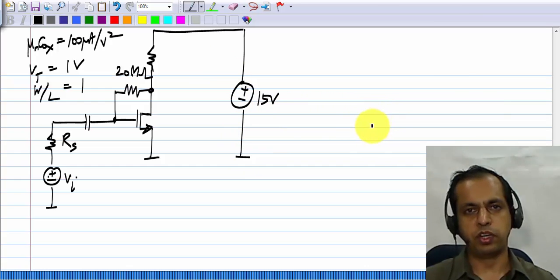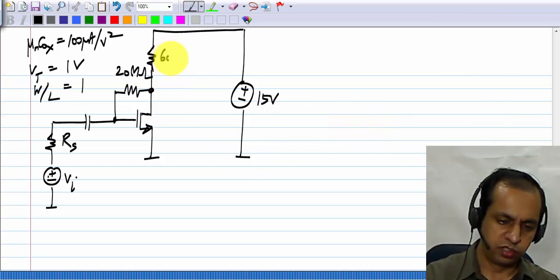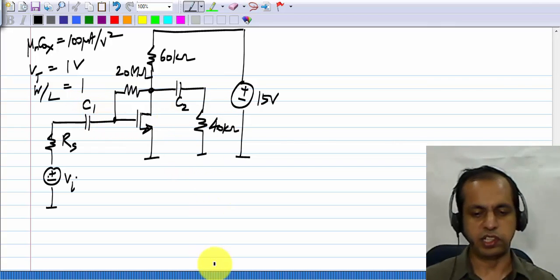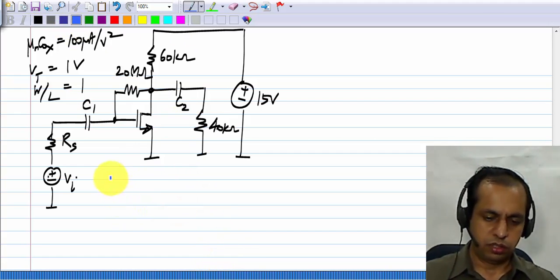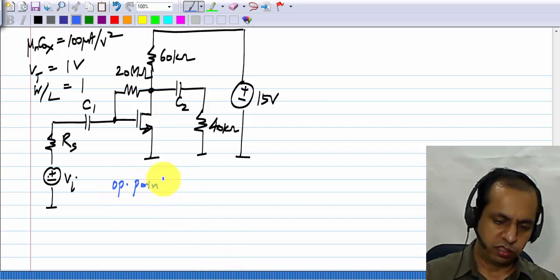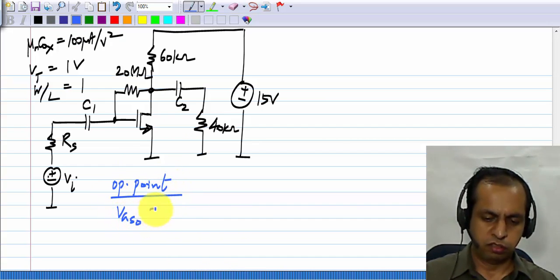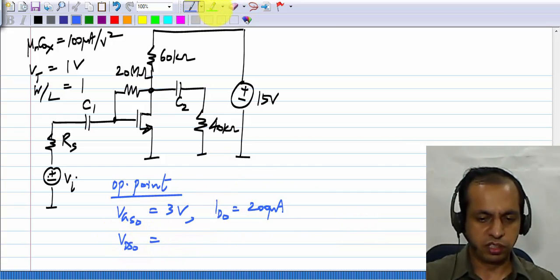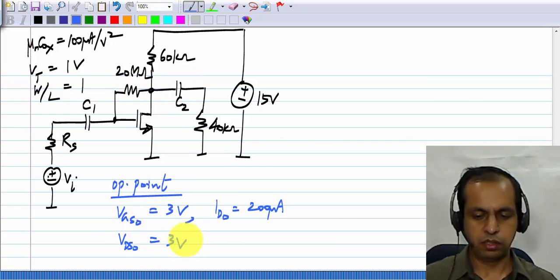For 200 microamperes of current, I have a gate source voltage of 3 volts. This is 60 kilo ohms, and the load is 40 kilo ohms, and these are large AC coupling capacitors. So the operating point is that VGS0 is 3 volts and ID0 is 200 microamperes. And VDS0, that is the quiescent VDS, is also 3 volts because no current flows through this.